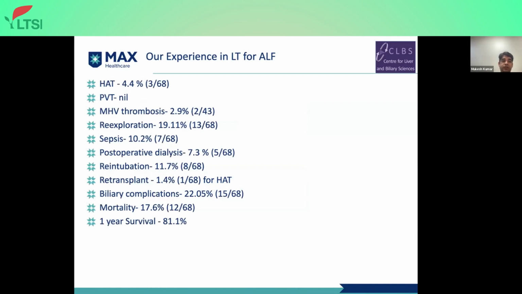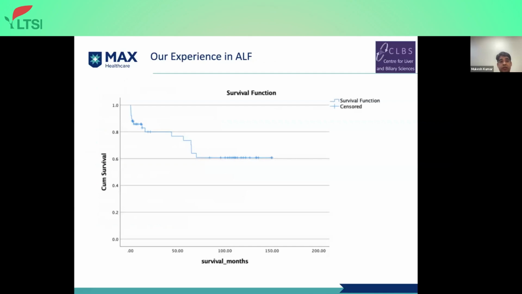We didn't have any PVT. MHV thrombosis in the right lobe happened in 2 patients, and re-exploration was done in 13 patients. Sepsis was in 10.2% of patients, 8 patients required reintubation, and retransplant was done in 1 patient due to HAT. Biliary complications occurred in 22.05% of patients, as these patients have higher biliary counts, and we had 17.6% mortality with 1 year survival of 81.1%. This Kaplan-Meier curve shows 1 year survival of around 80% and 5 year survival around 70%.